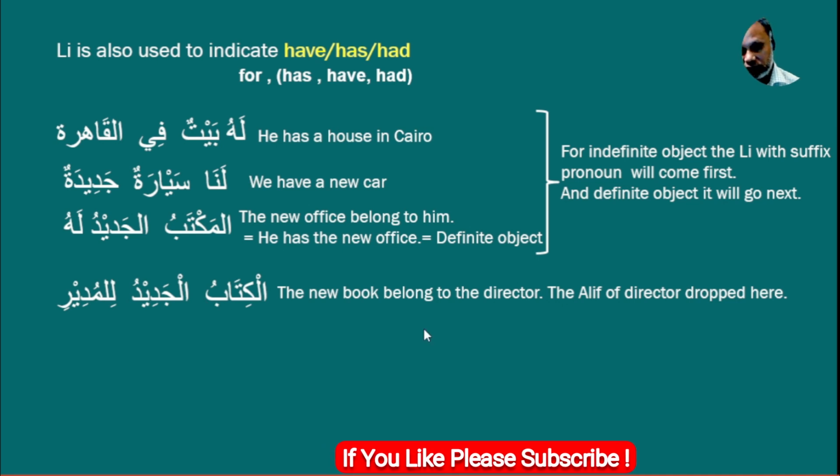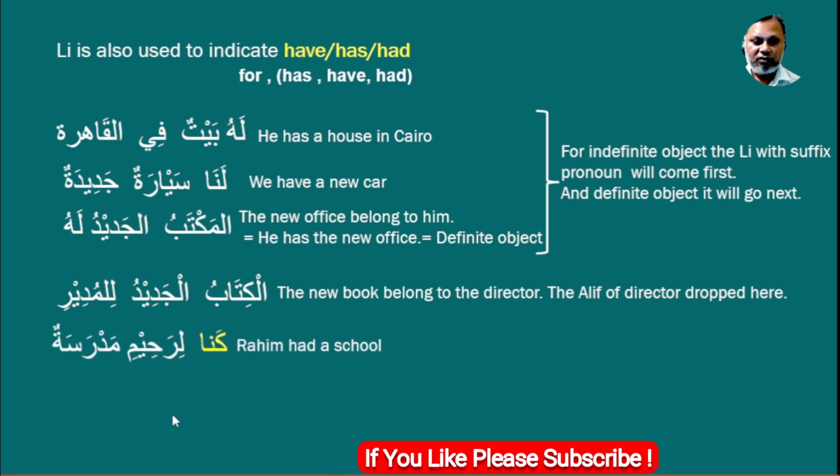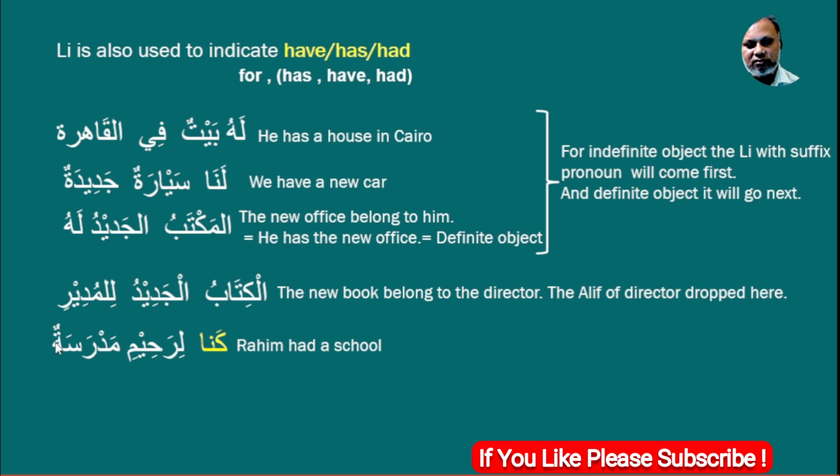Now see this, if you want to say had, like Rahim had a school. First, Rahim has a school means li Rahimi. Rahim has a school, madrasatun. And if we put kana before this sentence, then it will be converted from has to had. Kana li Rahimi madrasatun. Rahim had a school. Very simple. First we make the sentence Rahim has, then put kana. It will be Rahim had.